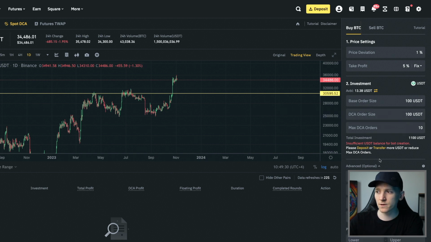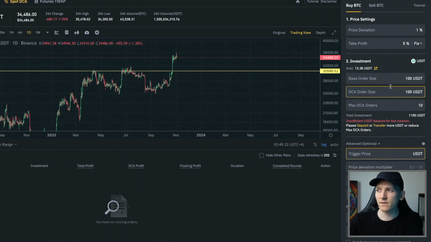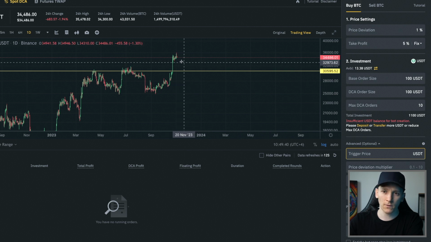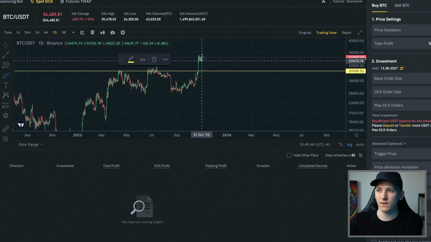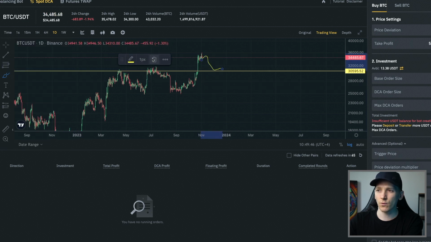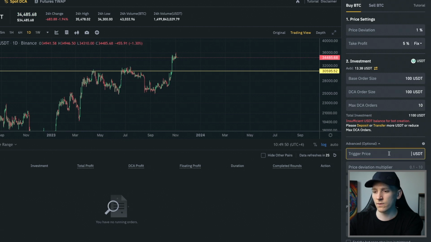Now the additional options, trigger prices, if you don't want to enter right away. So if the price here of Bitcoin is 34,486, you don't want to start your orders until like 32K maybe, because you're looking for the price to be coming down into this support level, and that's what you want to be entering orders into. So maybe you're going to start at 32K, and that would be the first order.